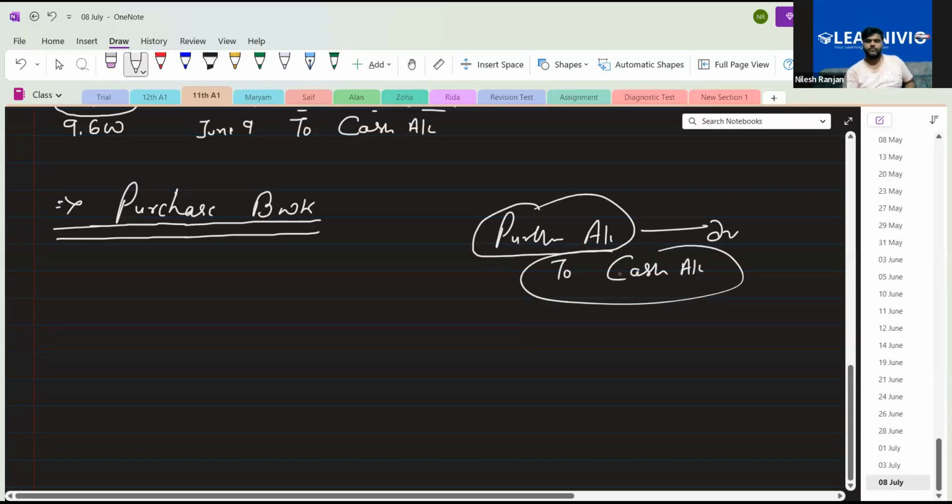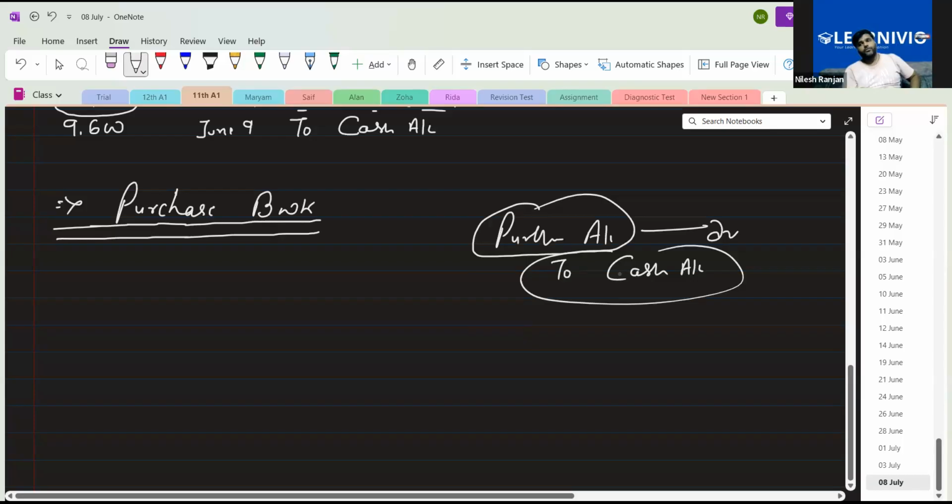Yes, sir. Okay. So to adjust these types of errors, so that we will not record any one transaction at two places, there is a rule that only credit purchase will be recorded in purchase book, not cash purchase. Cash purchase will be recorded in cash book only. And credit purchase will be recorded in purchase book.